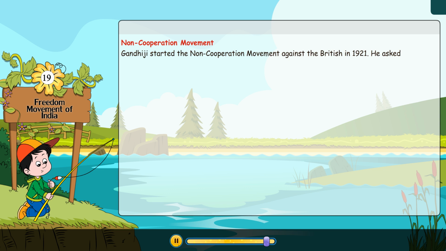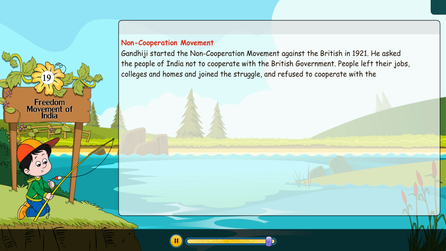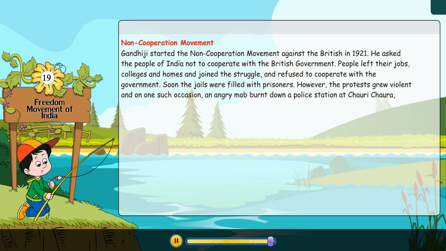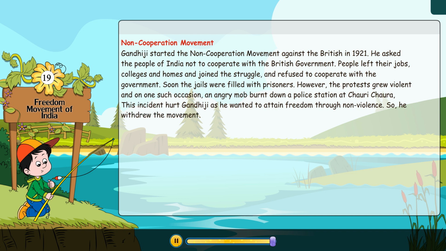Non-cooperation movement. Gandhiji started the non-cooperation movement against the British in 1921. He asked the people of India not to cooperate with the British government. People left their jobs, colleges, and homes and joined the struggle and refused to cooperate with the government. Soon the jails were filled with prisoners. However, the protests grew violent and on one such occasion, an angry mob burnt down a police station at Chauri Chaura. This incident hurt Gandhiji as he wanted to attain freedom through non-violence. So he withdrew the movement.